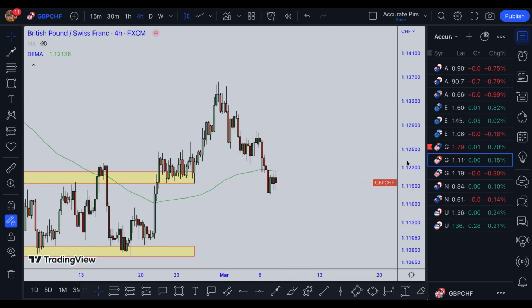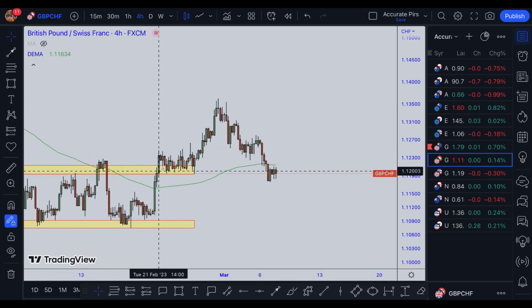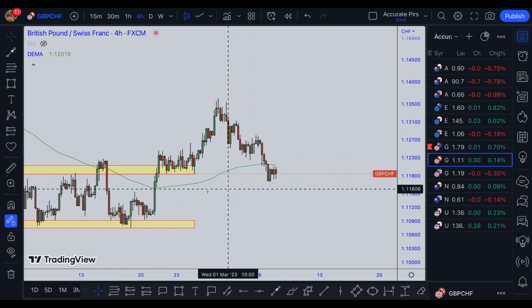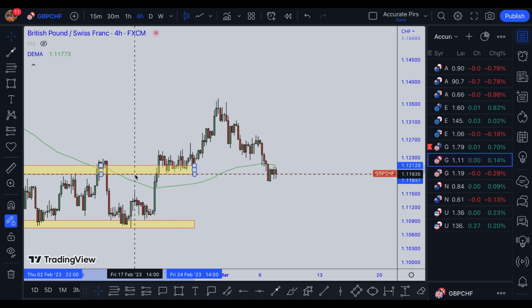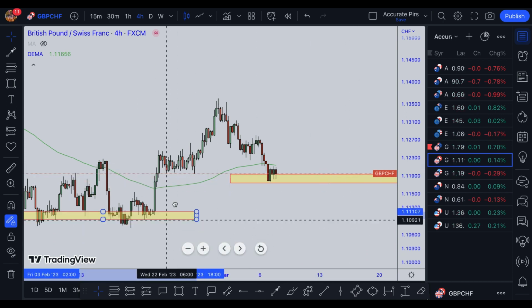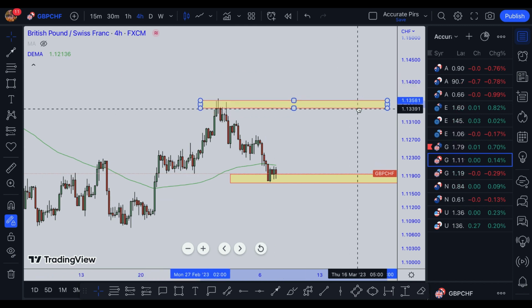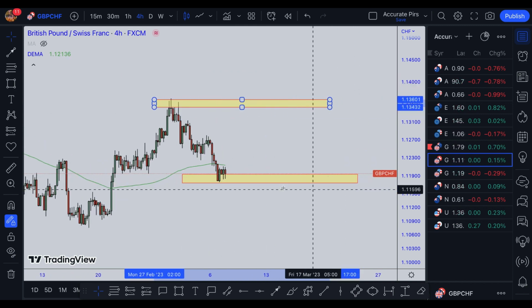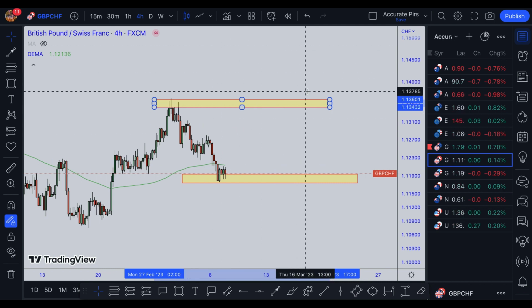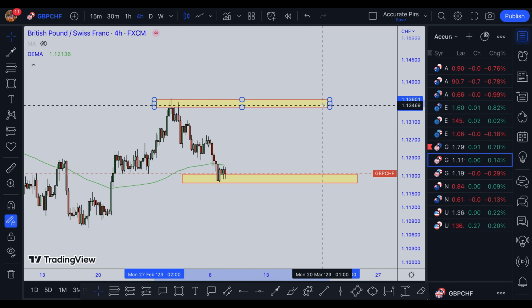With GBP CHF, you can see once we broke out this resistant level here, we have this push towards the upside and literally come back down towards this resistant level. So with GBP CHF, I'm just gonna highlight these resistant and support level to see how they hold in the future. Nothing much really going on, just these new support and resistant level, and let's see how they react in the future.